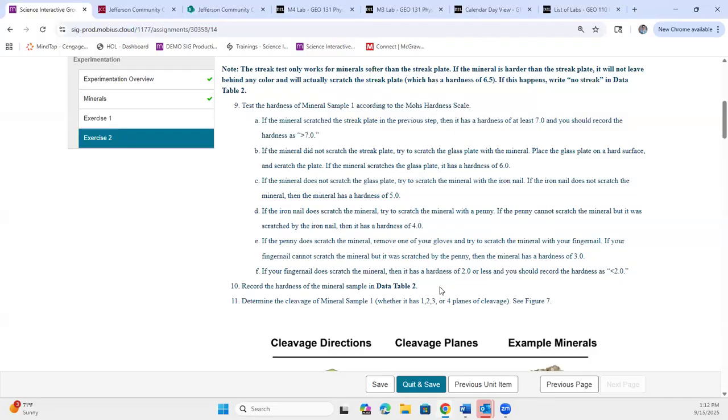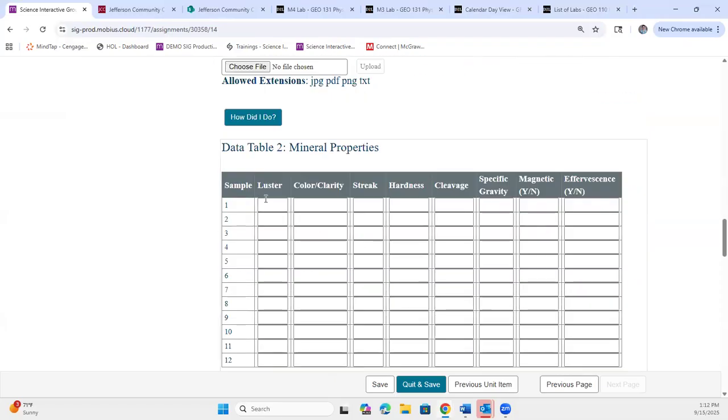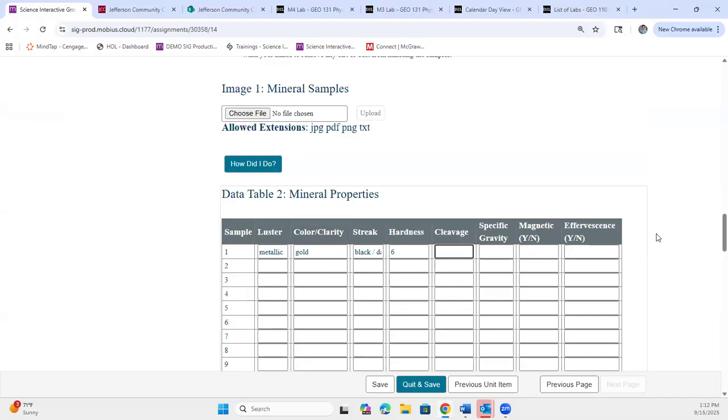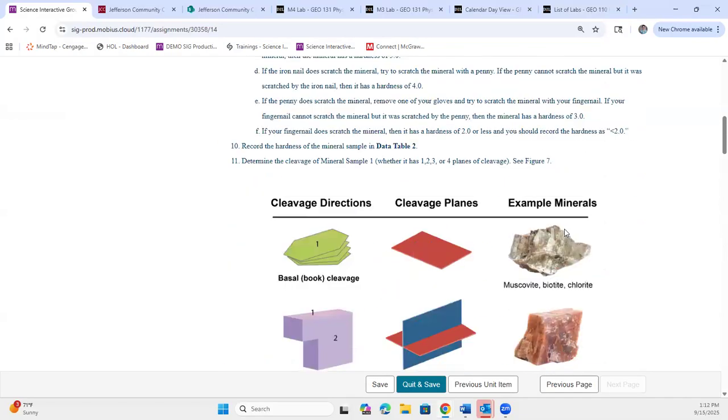So you're going to record the hardness. So for this one, so far: luster, metallic; color, gold; streak, black or dark gray; hardness, 6; cleavage. So up here, there's different descriptions of cleavage, and whether it has 1, 2, 3, 4 planes.